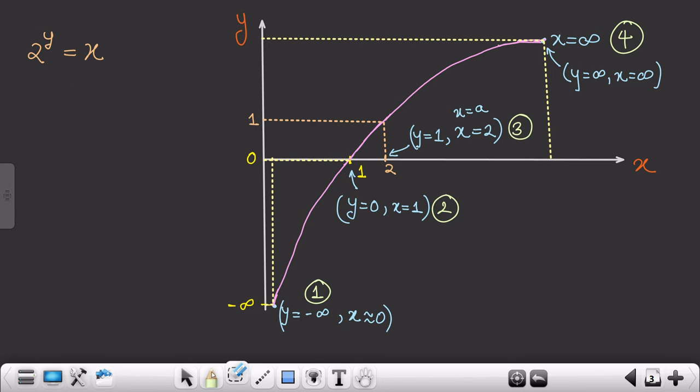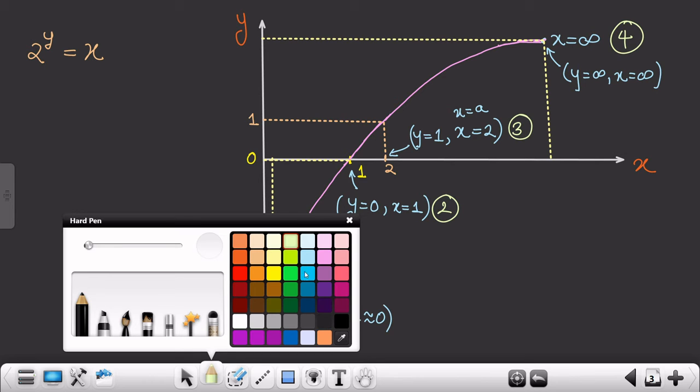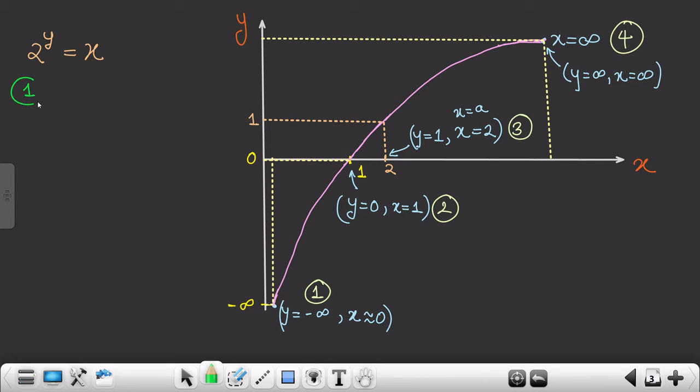I'll just erase this particular thing, and maybe I will use a little vibrant color. Yeah, this one. So the first condition is when you are putting y equal to minus infinite, so obviously you are getting x as 0, almost equal to 0, but it is not 0, right? And the second condition is when you are putting y, let's suppose y is 0, so obviously you are getting x as 1. The third condition is when you were putting y as 1, you were getting x as 2, right?